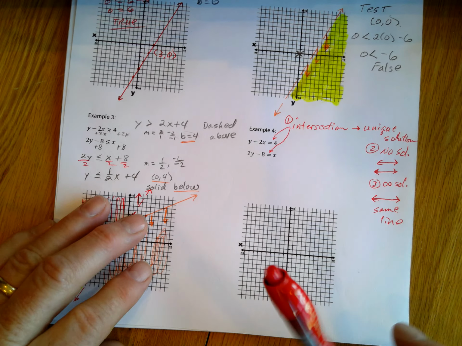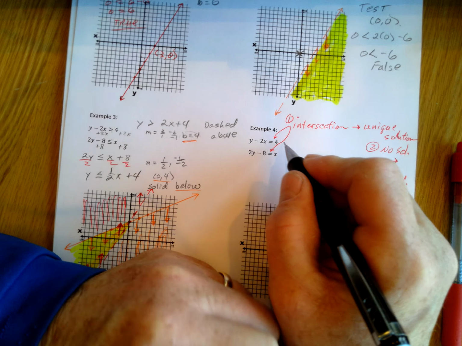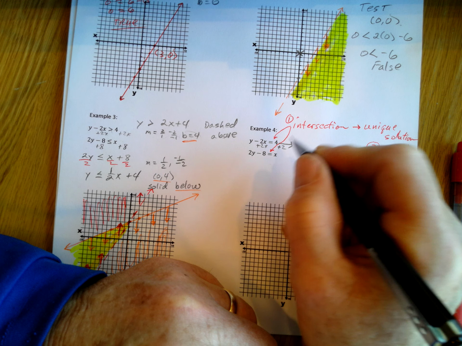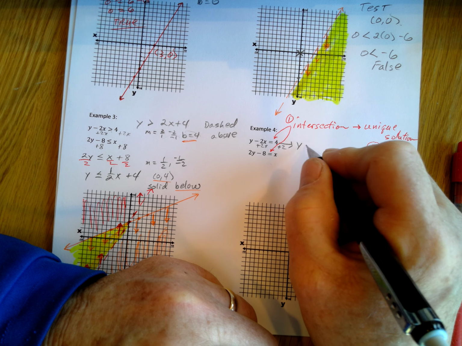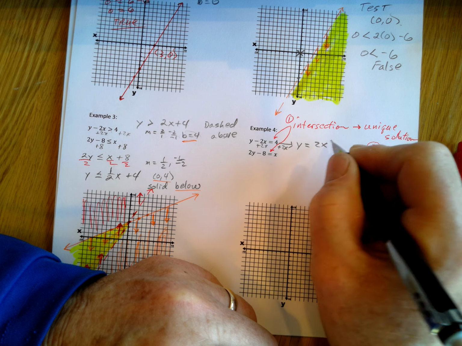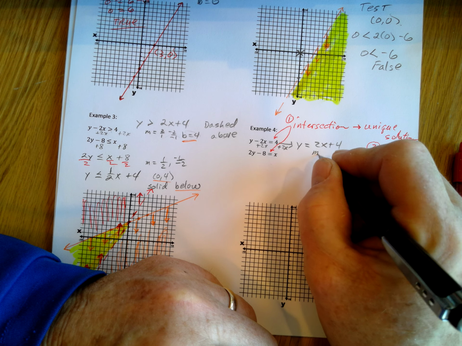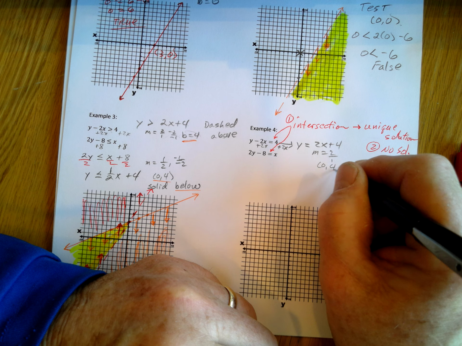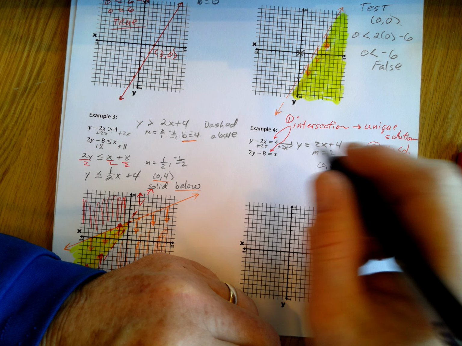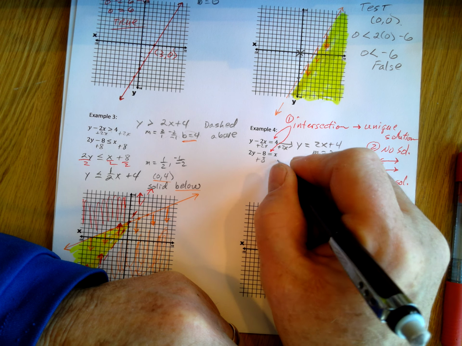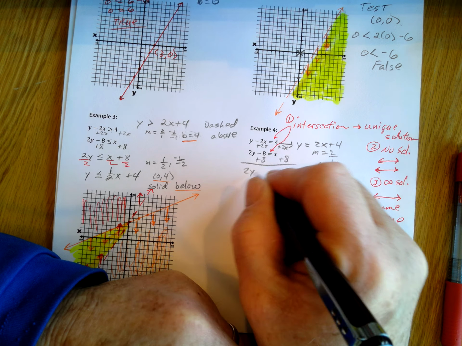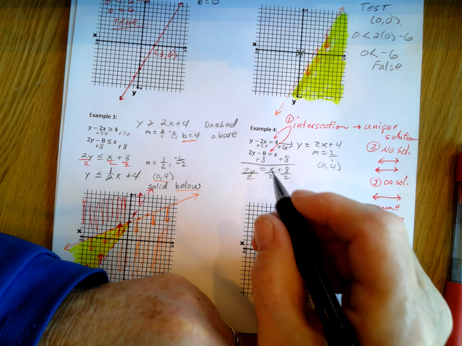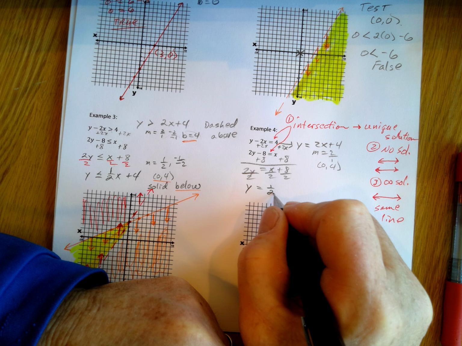So let's see what we have here. Step 1. Let's write it in slope-intercept form. So add 2x and add 2x. Okay? So y is equal to 2x plus 4. So I have a slope of 2 over 1, and I have a y-intercept of 0, 4. I don't have to worry about dash solid, no above or below. Here, I'm going to add 8 and add 8. 2y is equal to x plus 8. Divide by 2, divide by 2, divide by 2. y is equal to 1/2 x plus 4.